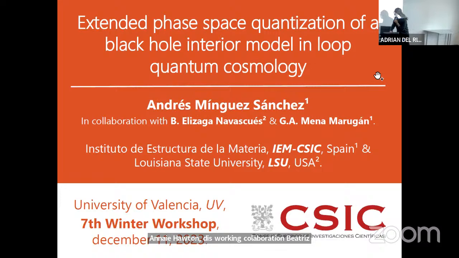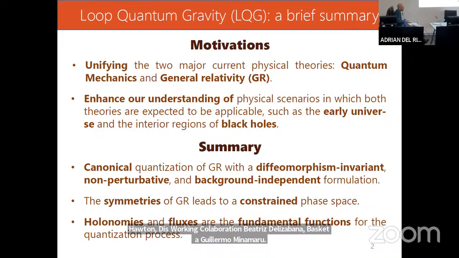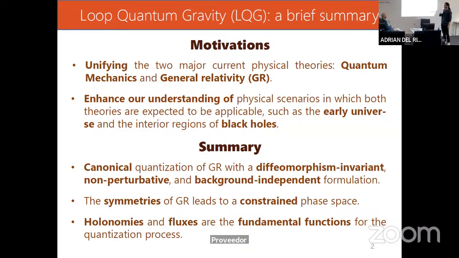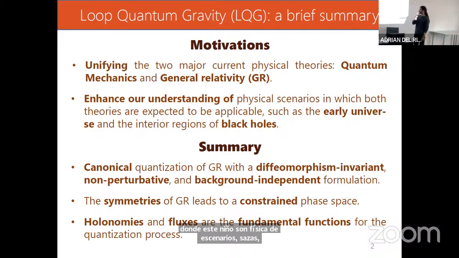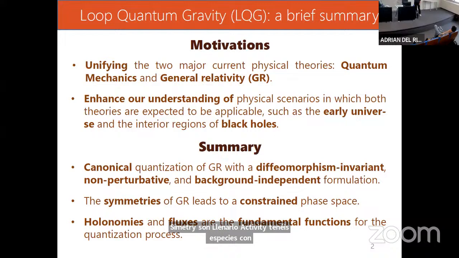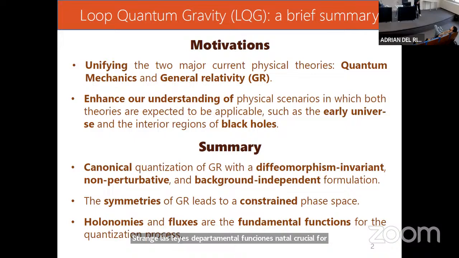So before diving into the main topic of this talk, I believe that providing a brief summary about loop quantum gravity might be helpful for those who are unfamiliar with it. So LQG is a theory that tries to unify quantum mechanics with general relativity, and with that, it aims to have a better understanding of some physical scenarios, such as the early universe or the interior region of black holes, in which we expect that both theories have important contributions. To do it, LQG is based on a canonical quantization of general relativity with a diffeomorphism invariant, non-perturbative, and background-independent formulation. In addition, due to the symmetries of general relativity, the phase space is constrained. Lastly, the fundamental functions that are crucial for the quantization program are the holonomies of an SU(2) connection and the fluxes of its inverse densitized triad.